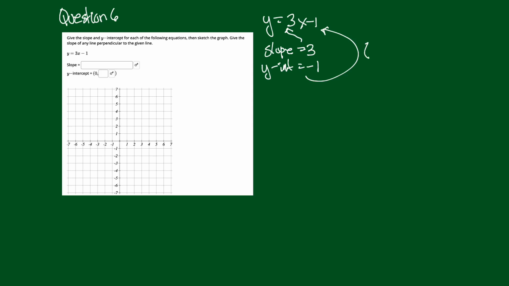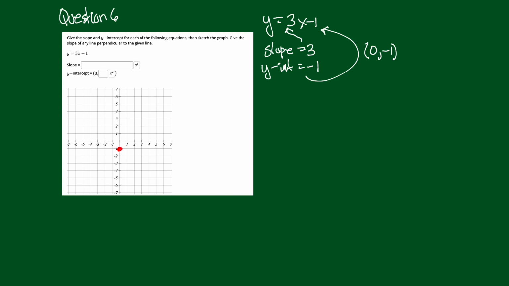And I want the actual point. So I'm going to write that as 0, -1. All right, there's the y-intercept. So let's graph this. So we know that the y-intercept is -1. That's going to be right here, right? -1 on y. That's where it intercepts the y-axis. And the slope is 3.